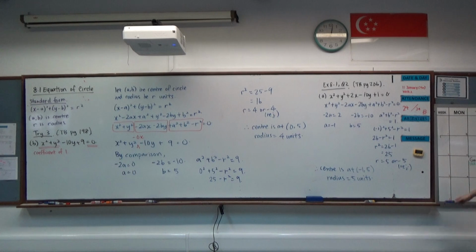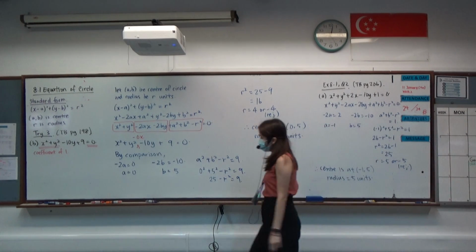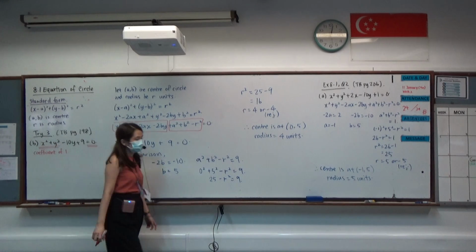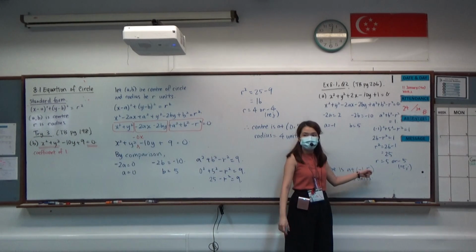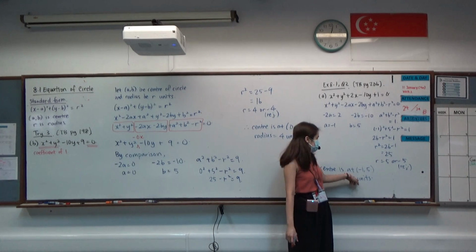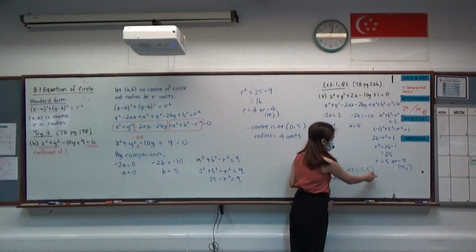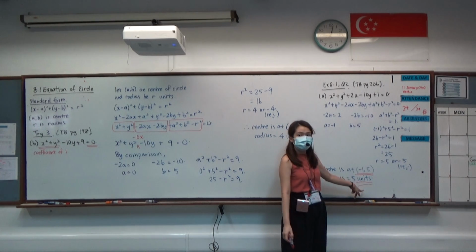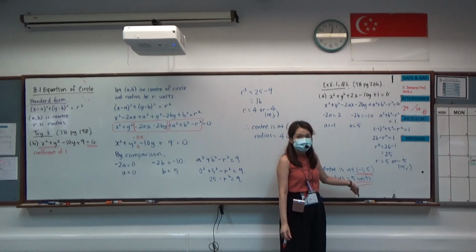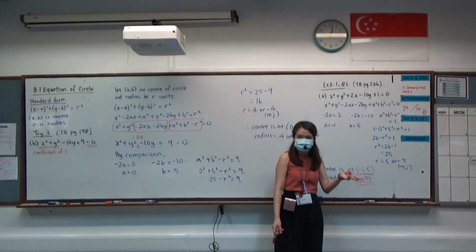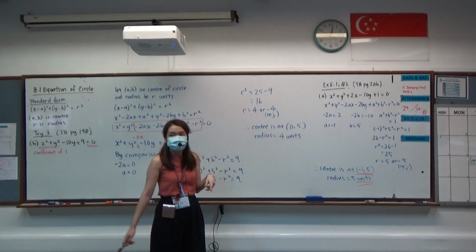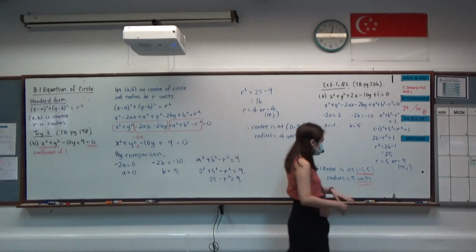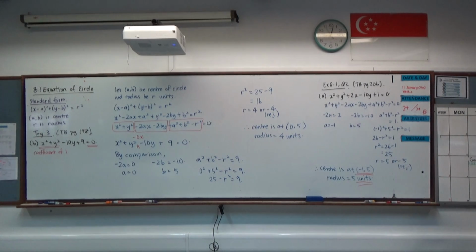Are we all done? Anybody still not done yet? Okay, just a reminder in terms of your presentation, I hope that you're able to get the center to be (-1.5, 0) and the radius at 5 units. Please make sure that you write down the coordinates, so remember to do that. And when it comes to the radius, it is 5 units. Make sure that you write the word units, because the word units is important to be written. Any questions? If no questions, let's look at slightly more challenging questions now.